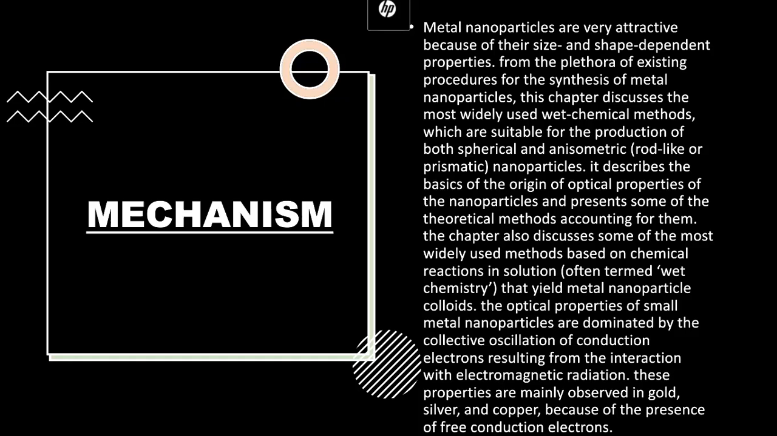From the plethora of existing procedures for the synthesis of metal nanoparticles, this chapter discusses the most widely used wet chemical methods. Actually, this is all material from the book of analytical chemistry. This chapter discusses the most widely used wet chemical methods which are suitable for the production of both spherical and anisometric rod-like and prismatic nanoparticles. It describes the basics of the origin of optical properties of the nanoparticles and presents some of the theoretical methods accounting for them.